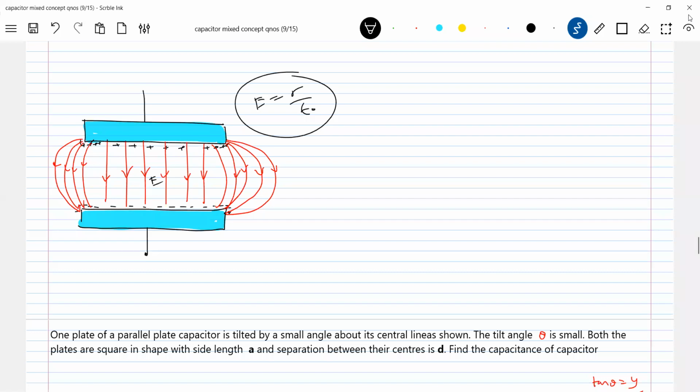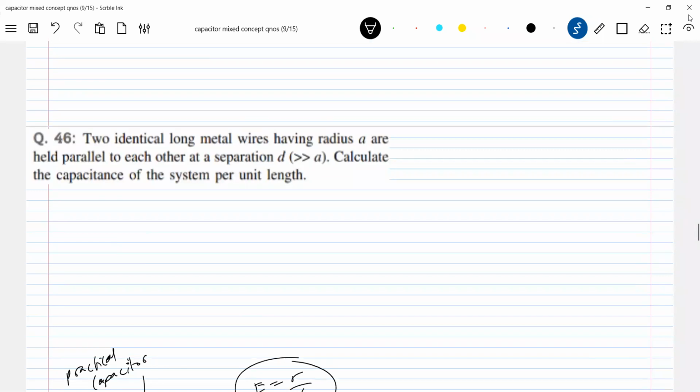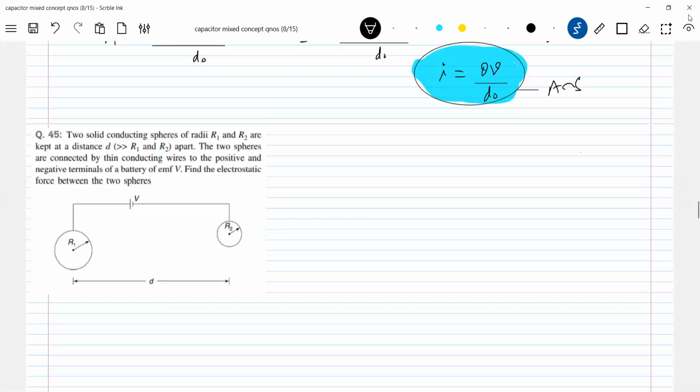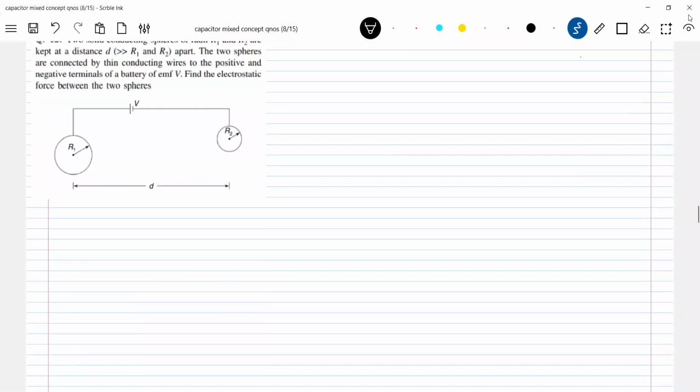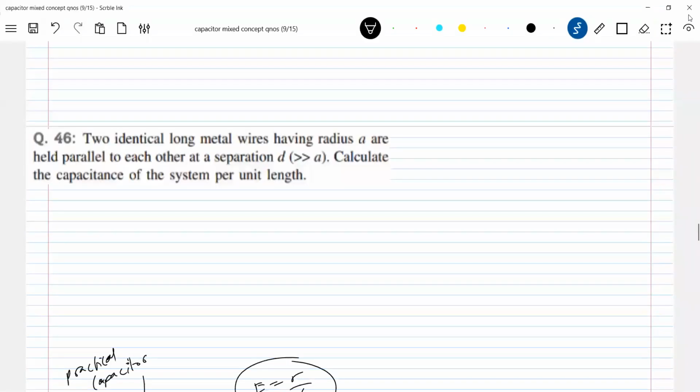Now, there is a possibility of this being asked, because next week I'll start from this diagram only. There's a practical capacitor. Okay, this is very easy. Let me take out this one. Yeah, this will be useful for you.